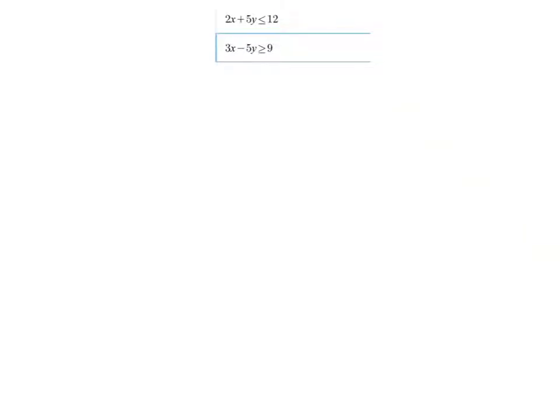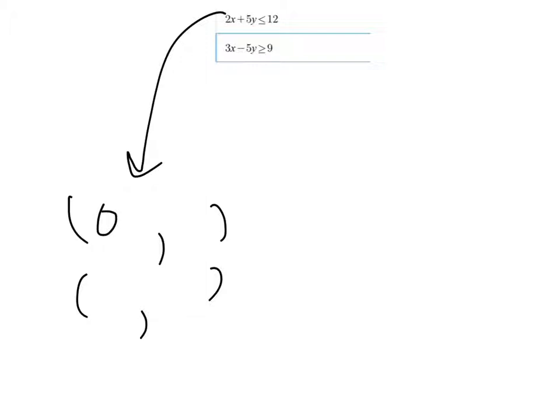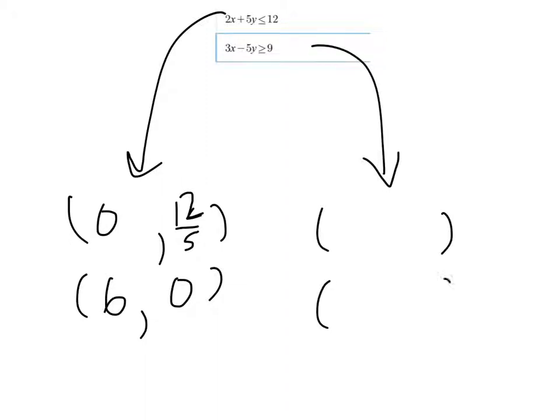All right, let's look at a couple of equations. 2x plus 5y is less than or equal to 12. Again, we need to find our zeros. So if we make x 0, we get y is 12 over 5. And if we make y 0, we get easy x equals 6. So we have to do the same thing for our second equation, make our zeros. And if we make x 0, y is minus 9 over 5. Watch your signs. And if you make y 0, x is equal to 3. So now you have your two sets of values, and you can go ahead and graph those.